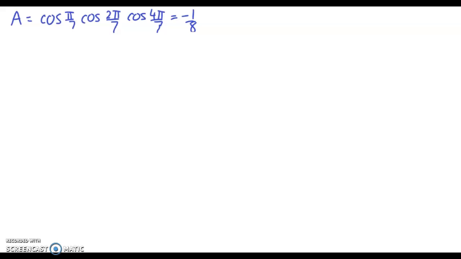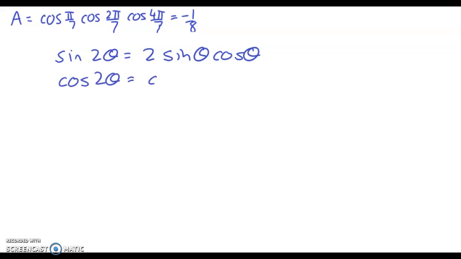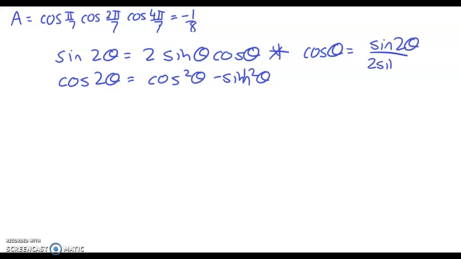So we'll want to use one of the two relations, or maybe both. Sine 2 theta is 2 sine theta cos theta, and cos 2 theta equals cos squared theta minus sine squared theta. Now if we look at this one, we'll notice that if we say cos theta is equal to sine 2 theta over 2 sine theta, we can get the 1/8 term from a half cubed, and we can simplify by cancellation because numerators and denominators will cancel.